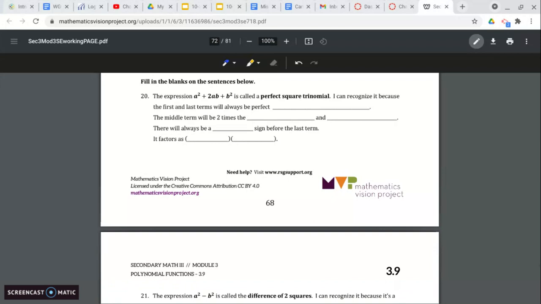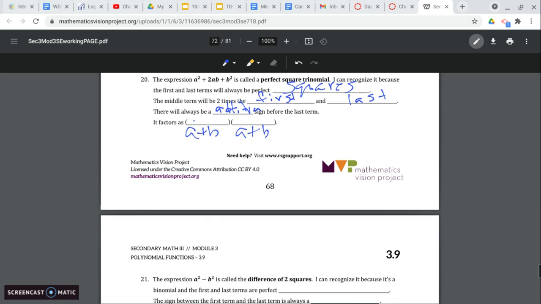All right. The expression a squared plus 2ab plus b squared is called a perfect square trinomial. I can recognize it because the first and last terms will always be perfect squares. The middle term will be 2 times the first and last. There will always be an addition sign before the last term. It factors as a plus b and a plus b. It's always going to be that way.